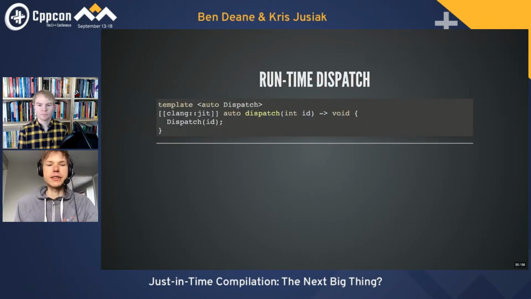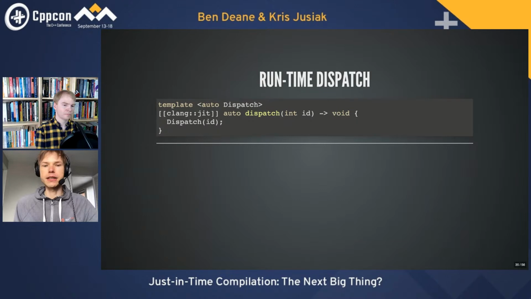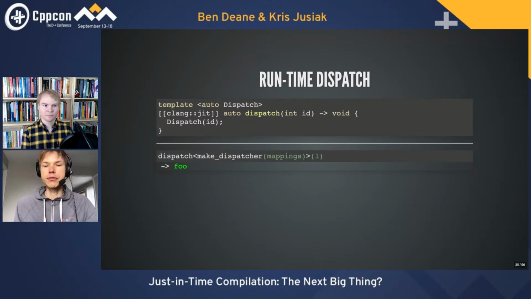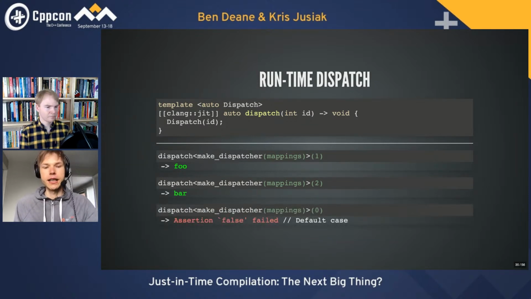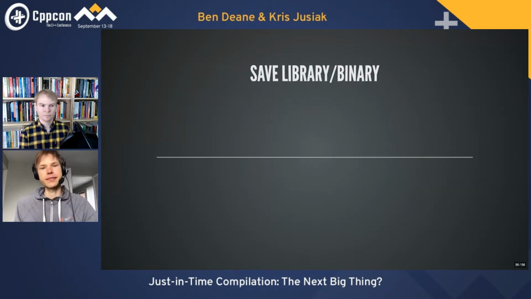So what about if you have this dispatch function, which will take the lambda and we'll call it with the runtime ID. Notice here that the ID is being passed from the outside as an int. If you call it with 1, we'll get foo. If you call it with 2, we'll get bar as before, as expected. If you call it with 0, we'll get the assertion. That's the default case. Nothing really special. It works as expected, producing the switch case at JIT time.